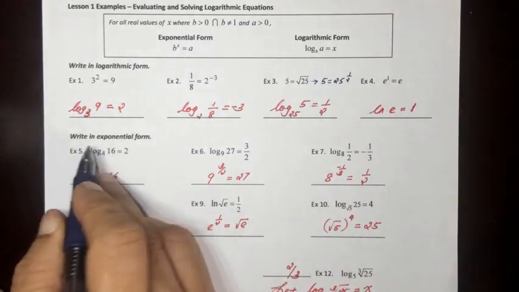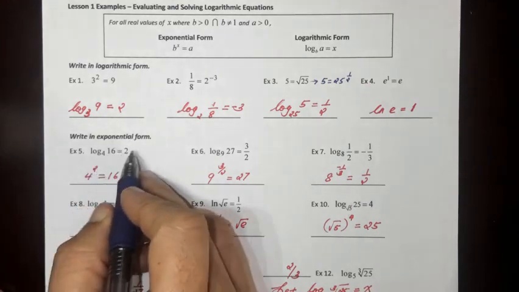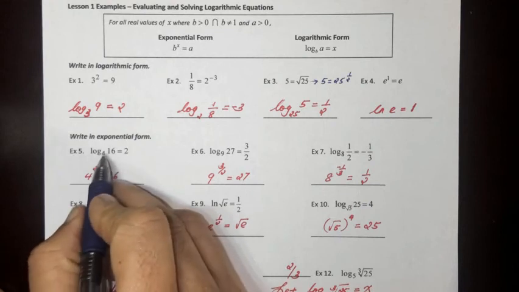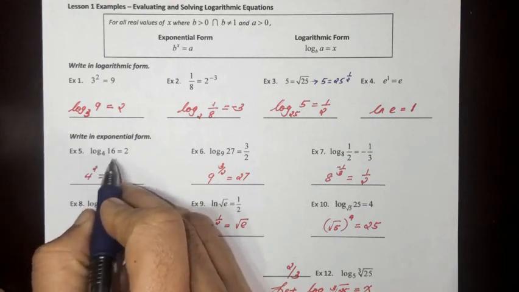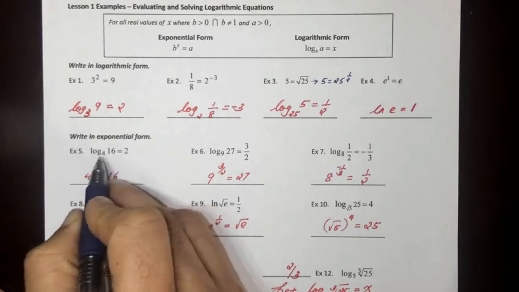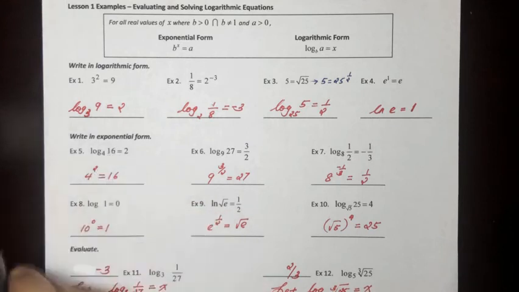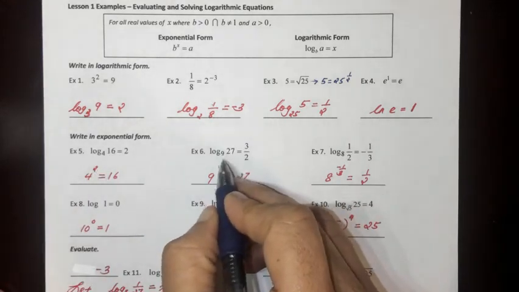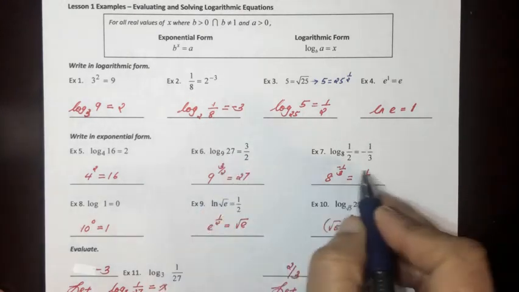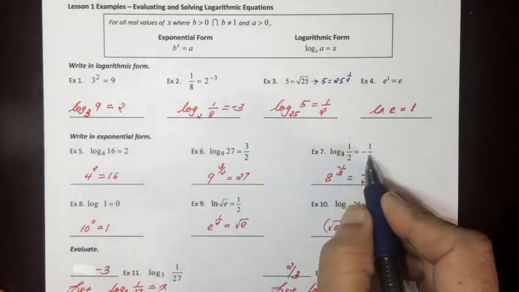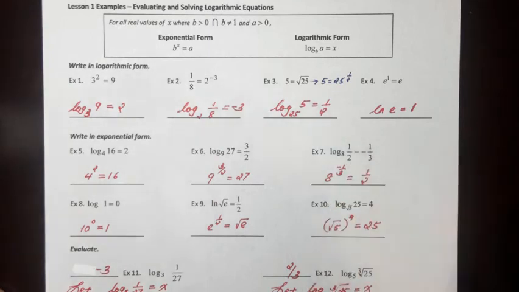Now this is backwards. Write in exponential form. Log 16 to the base of 4 is equal to 2. This is pretty easy. I'll start with the 4. Start with the base. Raise to the power of the number on the other side, which is 4 to the power of 2 is equal to 16. So that's what we got here. Same thing, 9 to the power of 3/2 is equal to 27. 8 to the power of -1/3 is equal to 1/2. Pretty easy.